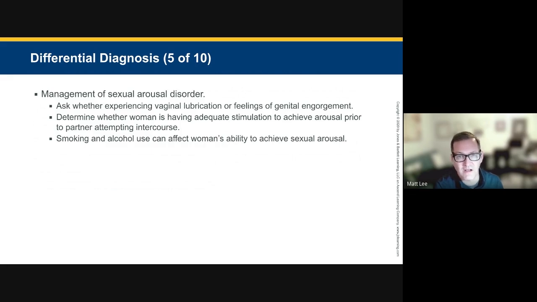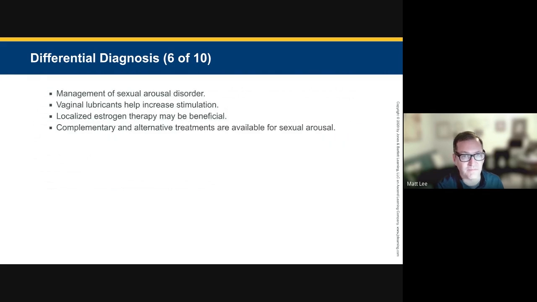And certainly smoking and alcohol can affect it. Is just stopping smoking and alcohol use going to make everything better? Probably not. It could be a contributor to it, and it's certainly a good time to encourage a woman to do it. I wouldn't promise her that that's the only issue. You're smoking and drinking. If you stop that, everything will be better. Probably not. It's certainly a good health benefit, though.